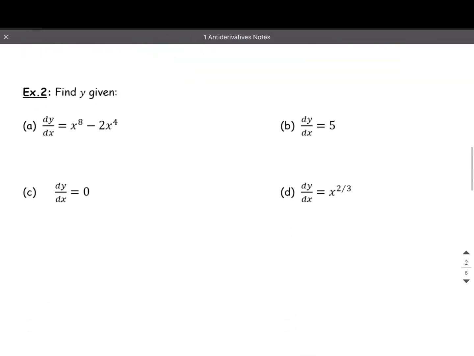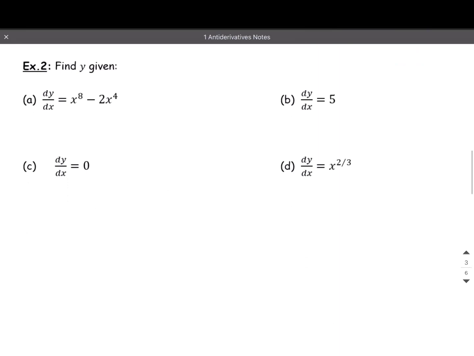Let's try a couple problems. Let's say we have dy dx equals x to the 8th minus 2x to the 4th. The antiderivative of dy dx is y. For x to the 8th, we raise that exponent by 1 to 9 and divide by that new exponent 9. Minus, we had 2x to the 4th, but I'm going to add 1 to the exponent, so it's 2x to the 5th. I'm going to divide by that new exponent, and I'm going to add c. There we go.